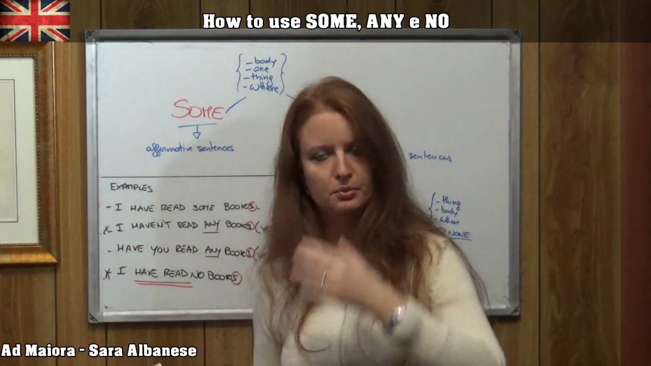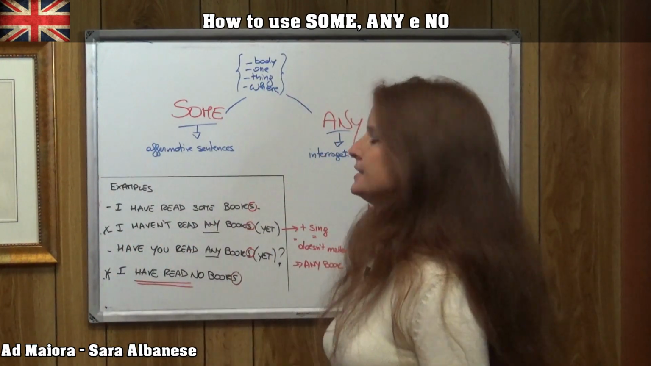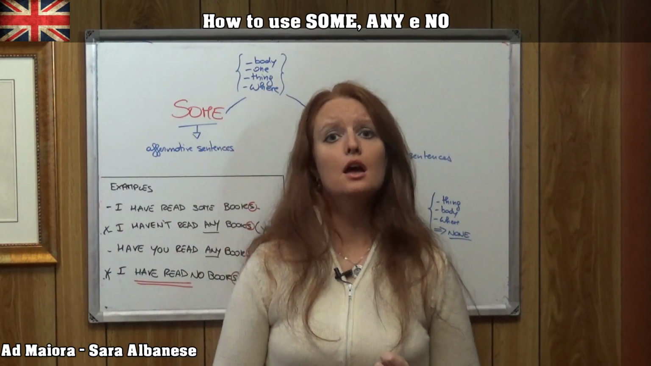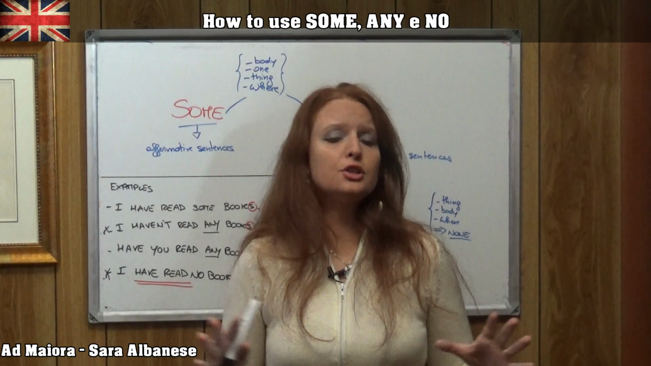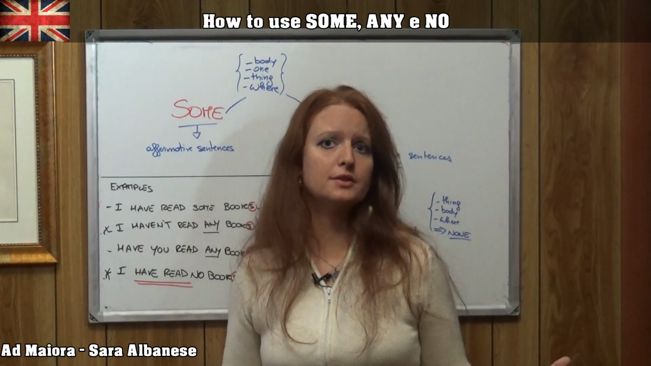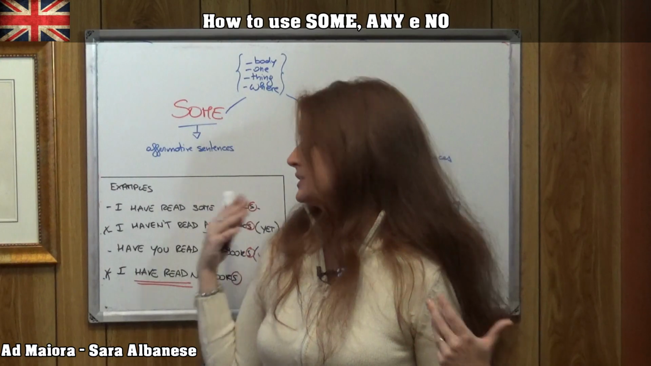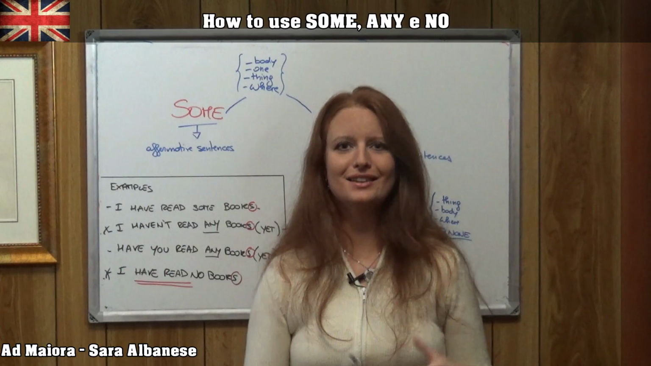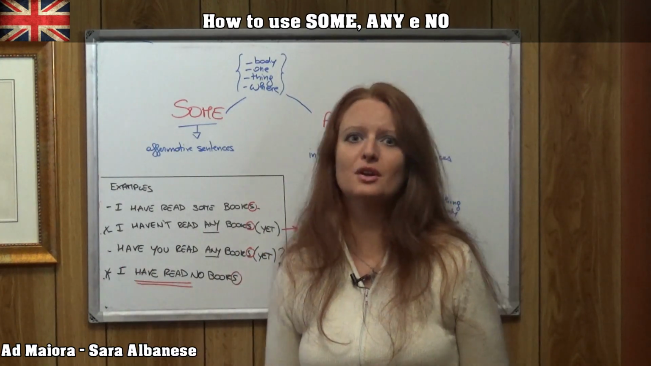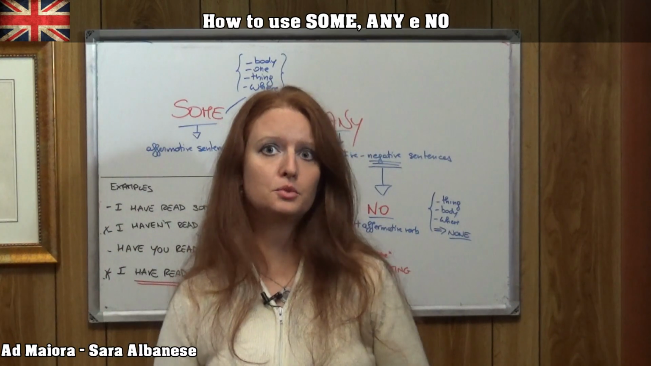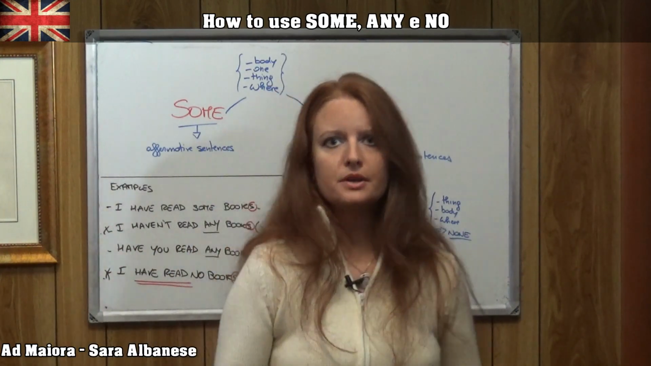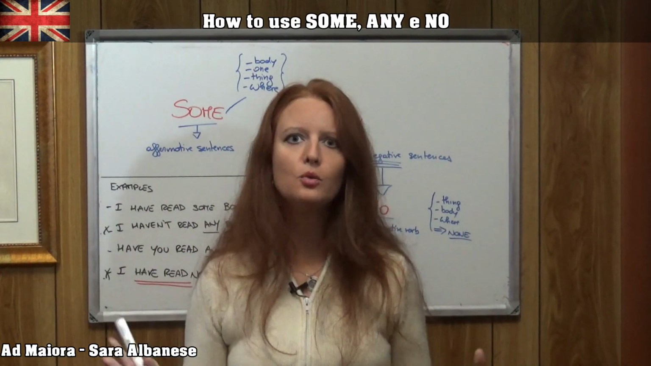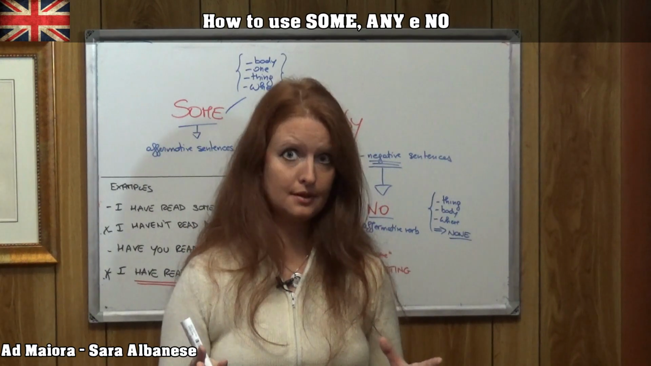Now let's see a few examples. I have read some books. In this case, the sentence is absolutely affirmative. The verb is a present perfect. Probably, I don't know, I have read some books today, and today isn't finished, so I use present perfect because the period of time isn't finished, but I could use also a simple past, I read some books, or a present simple, I read some books, or future, I will read some books. Anyway, this is an affirmative sentence.